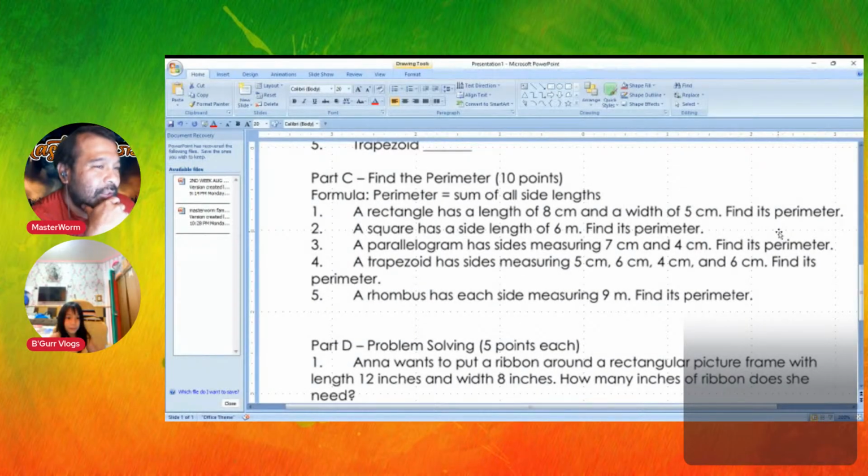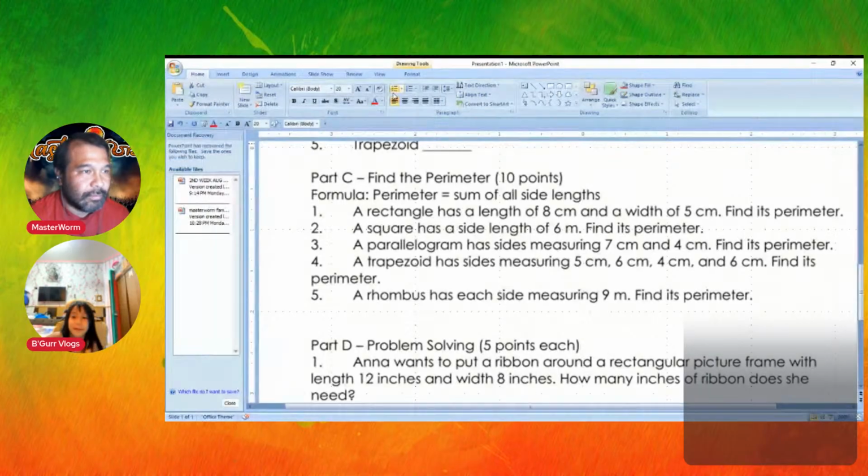So you have to have 2 of the 8 centimeters and 2 of the 5 centimeters, because that's a rectangle. You have to have 2 of the 8 centimeters and 2 of the 5 centimeters. You get it, baby? Yes.